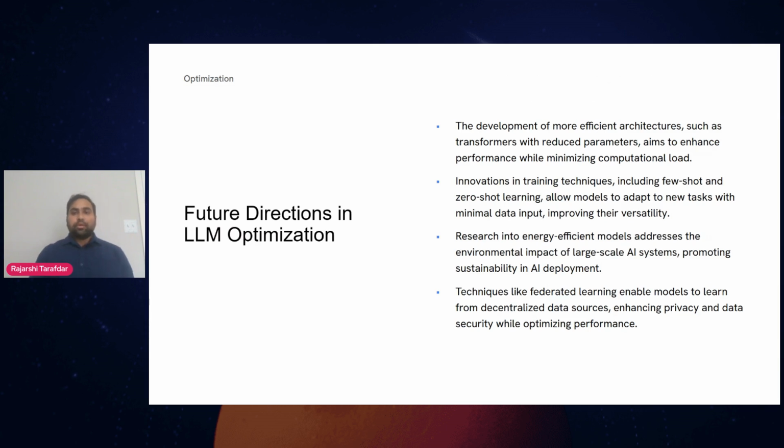And for future directions, we aim to make the architecture more scalable with reduced parameters, and minimize the computational load to make it more optimized. We also have to improve the training techniques, allowing the models to adapt to new tasks with minimal data input. And since we have to deal with a large amount of data, we have to see whether privacy and compliance are maintained, so we have to take those into account.